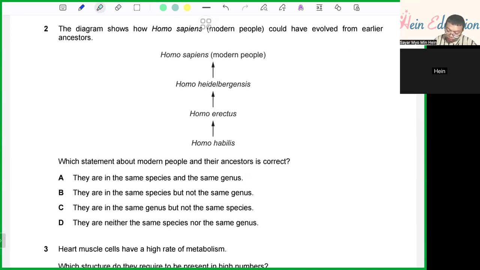Option C, they are in the same genus but not the same species. Option D, they are neither in the same species nor the same genus. So the correct answer is that they are in the same genus but not the same species. We can see that they have a similar genus name, but a different species name. So this would be the answer for number 2.